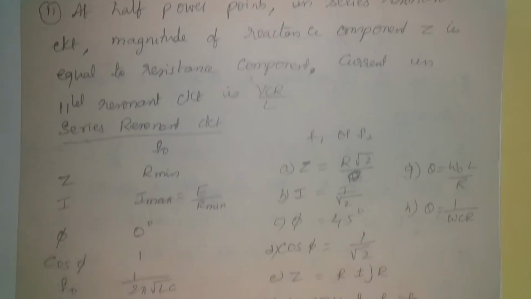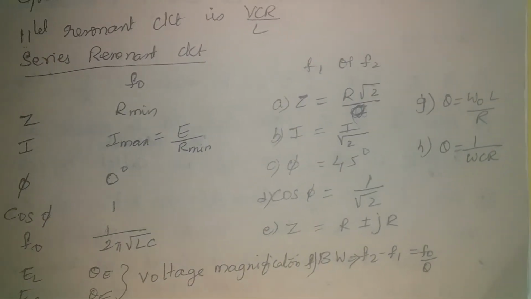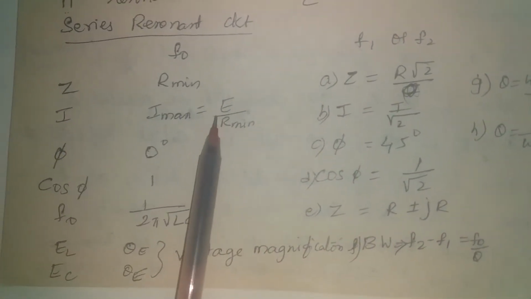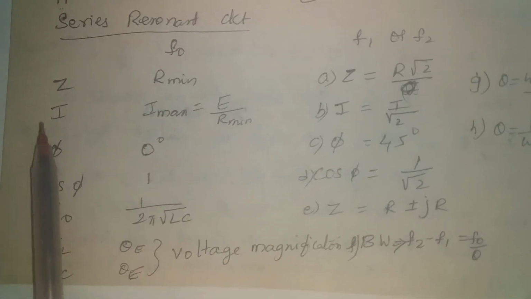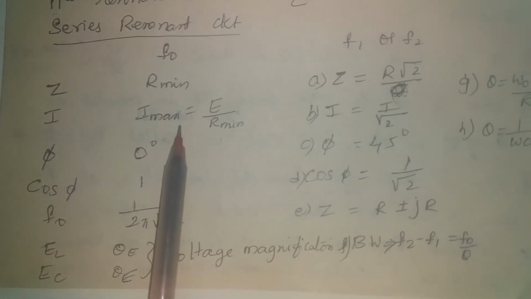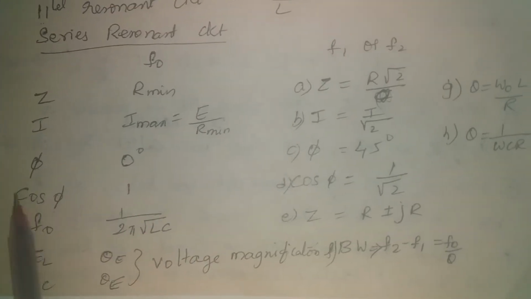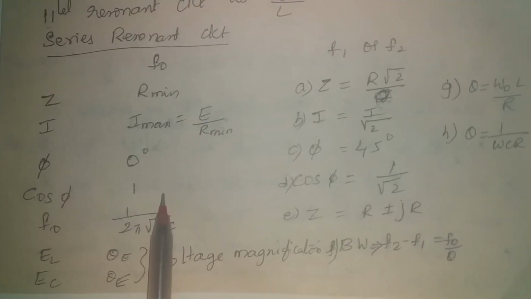So let's discuss the properties of series resonant circuit. At F0, what we have seen, Z is R minimum. So since Z is R minimum, what happens? Current becomes I maximum, which is equal to E by R minimum. Phi is 0, so cos phi is 1.